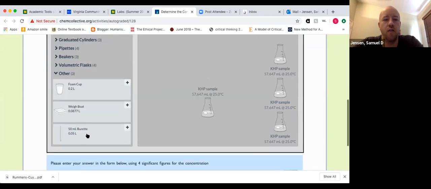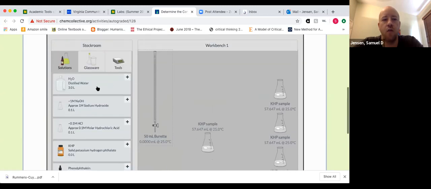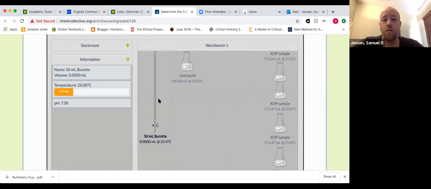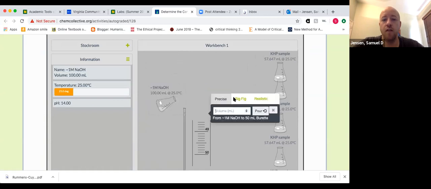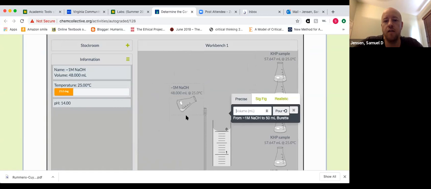So we want to get the burette, that's under other. And we're going to put our about 1 molar sodium hydroxide, so we're going to bring that over to the burette. And then it asks, how much do we want to put in there? If you put 50 milliliters, it's not going to fill it up all the way because there is a little bit of volume at the bottom that's unaccounted for. So if you really want to put it at 0, let's take another look at this.